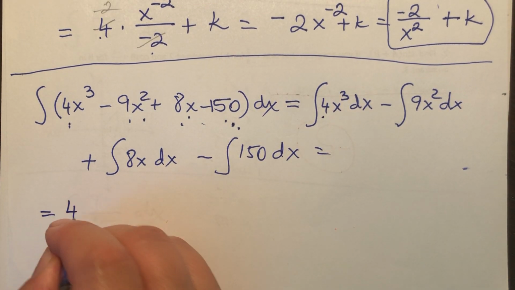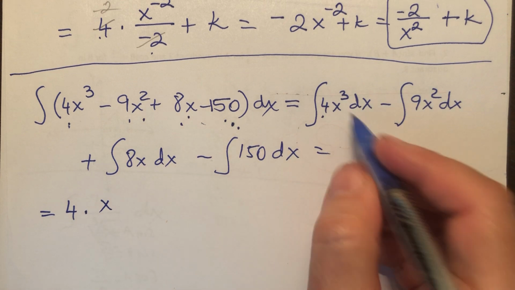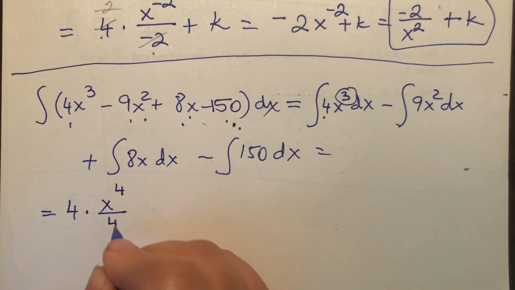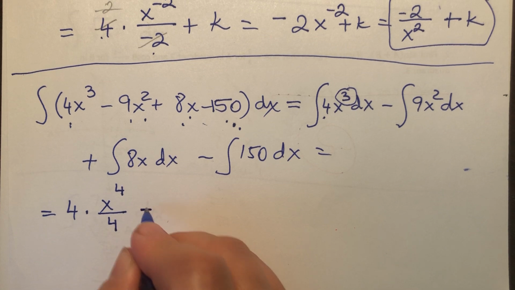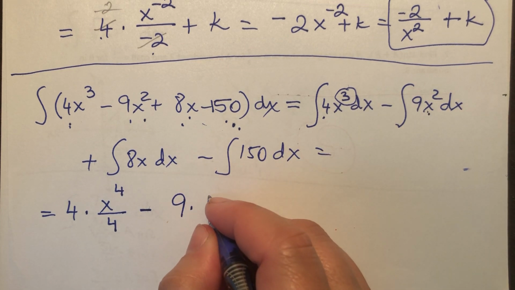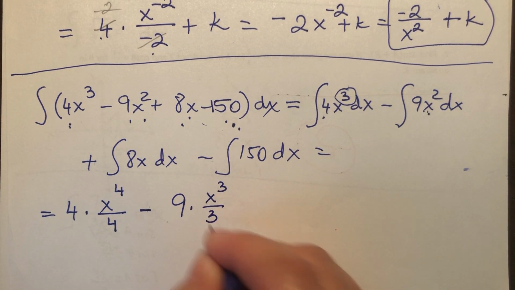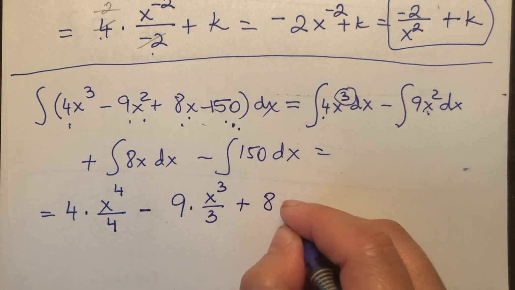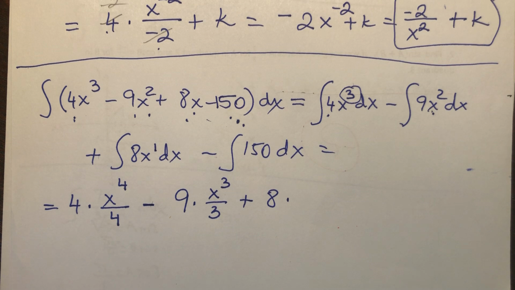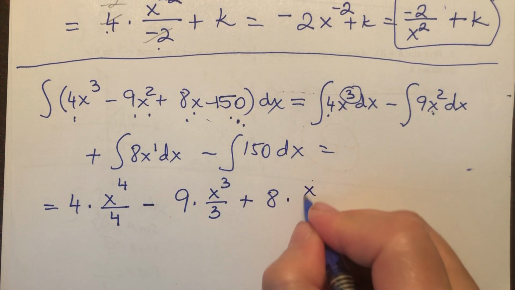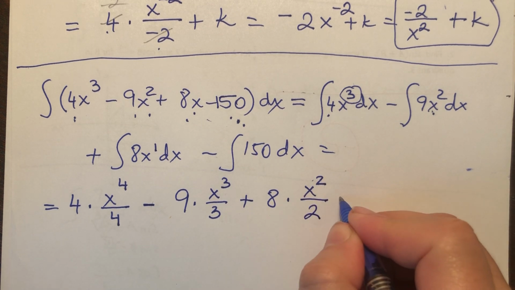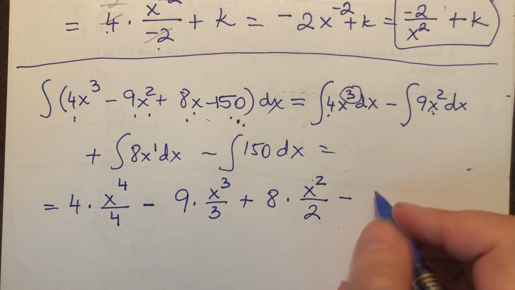So this one's going to be a 4 times x to the fourth over 4. What do I do with this power of 3? I increase it by 1, and then I divide by that same power. Minus 9 times the antiderivative of x squared is x cubed over 3, plus 8 times, this is an x to the power of 1, by the way, right? So that's an x to the power of 2, that's 1 more than 1, divided by that 2, minus, now there's a rule that said what?